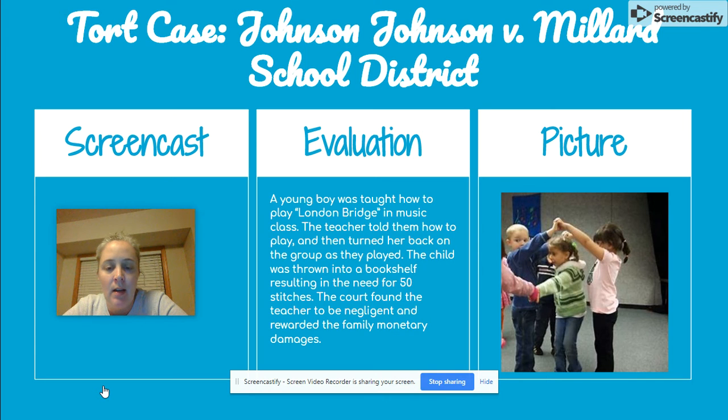This one, especially with elementary school, you just cannot turn your back on small children. And so a proactive measure would be to demonstrate and model expected behavior. Make sure that you have your eyes on the class the whole time. Reactive measures would be no physical touch in music class.